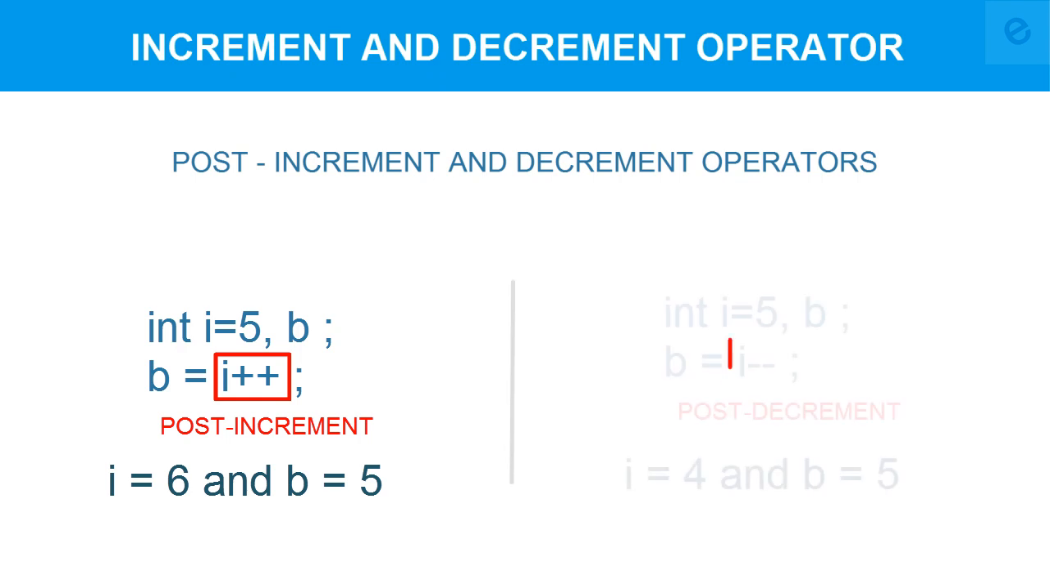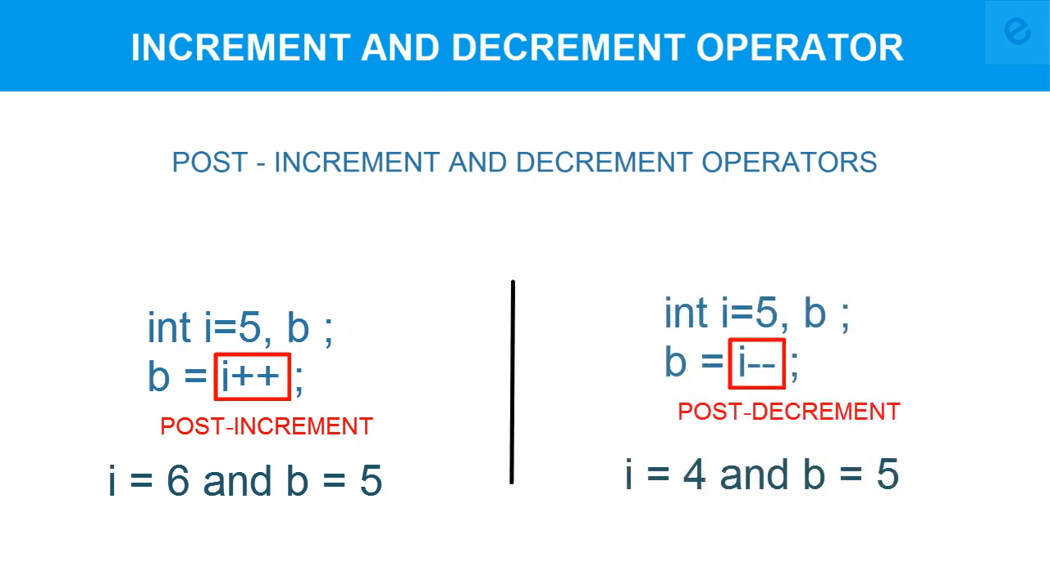In a similar way, the post-decrement operator also works. Here first the value of I is assigned to b. Now the value of b is 5. After that 1 is subtracted from the value of I, that is the value of I is 4. With the post-increment and decrement operators, what simply happens is that while assigning a value, first the value is assigned, then the value of the variable is incremented. That was an easy part.